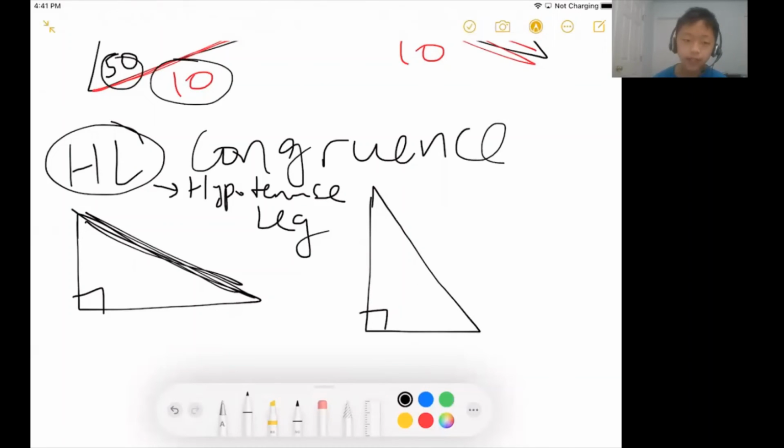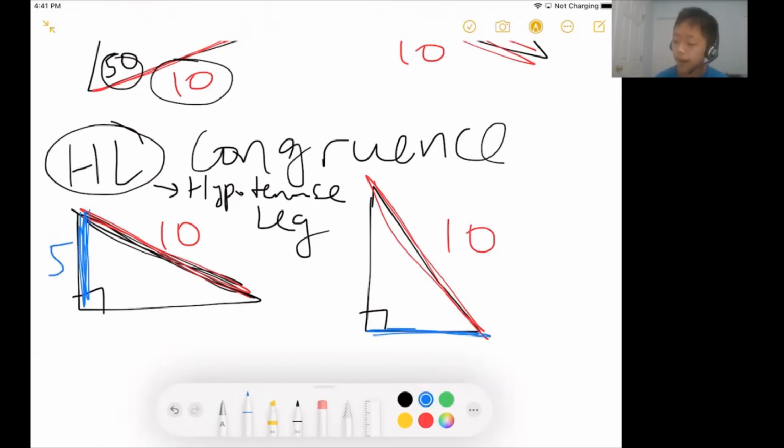So HL congruence tells us that if we know the hypotenuses of the two triangles, let's say both of them have length 10, and we know that the two triangles share a common side length, a common leg, so maybe this common side length is 5, they both have a leg of length 5, then we can know that these two triangles are congruent by HL congruence.